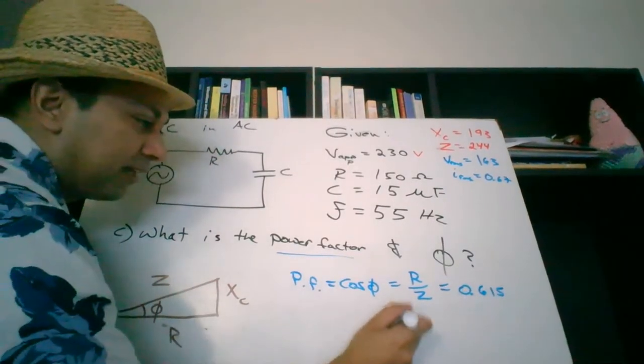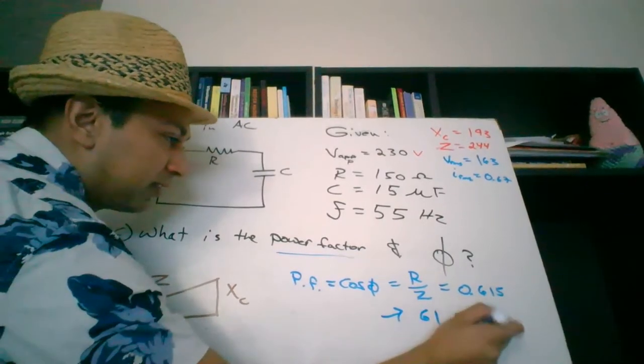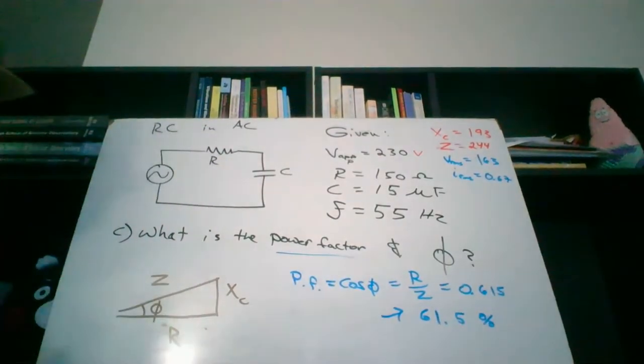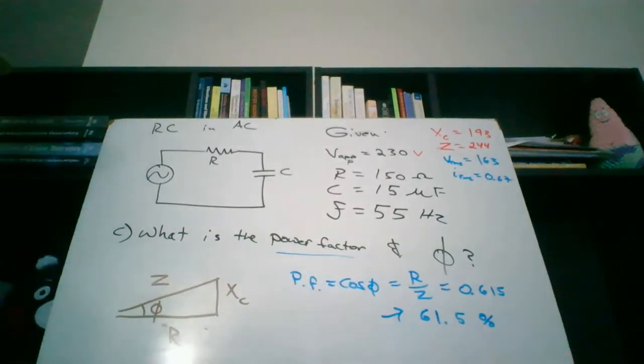0.615, or we can say 61.5%. So that is the power factor. And the other question is asking us for the phase angle.